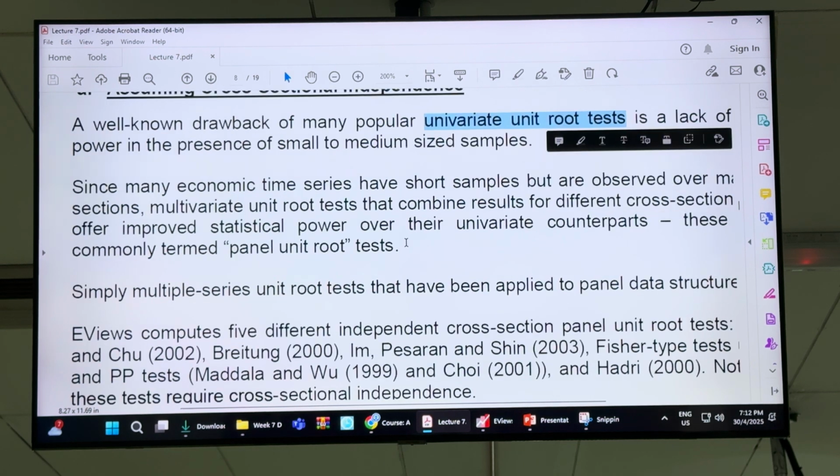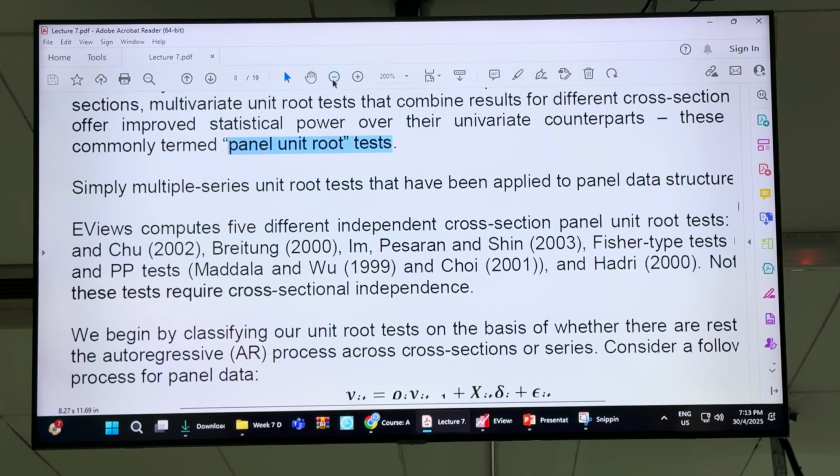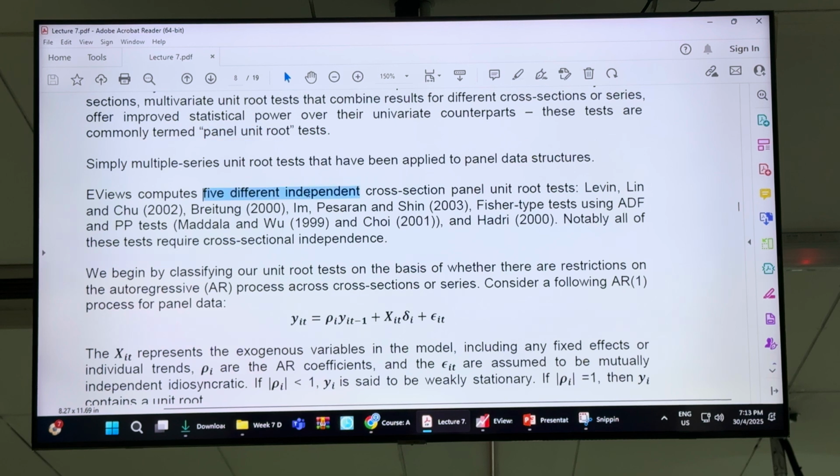Okay, so now we need to improve the power. Sometimes, because of the limitation in data, for example my case only has 20 years, you may have a question about the time when running the univariate unit root. So in order to improve the power of the univariate unit root, you can use the panel unit root. So in EViews, there are 5 different tests for the first generation.